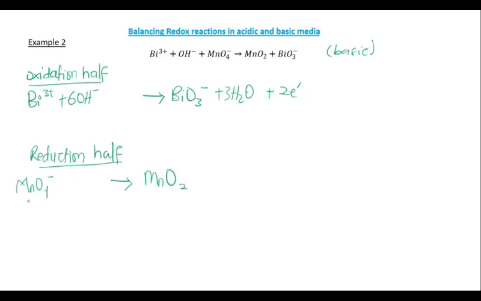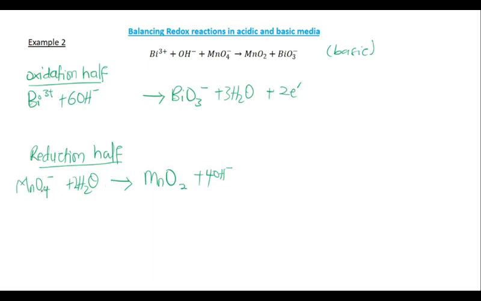MnO2. So the same way, we have Mn common to both. We have 4 oxygen over here, we have 2 over here, which means this side is deficient of oxygen. So we add OH minus over here, then we add water over here. Now for the second example, if we add 2 moles of water and then 4 moles of OH minus, this equation will be balanced. So that is what we've done over here.